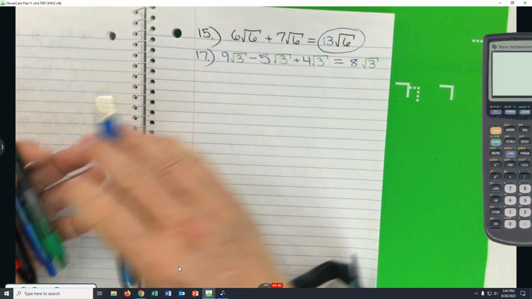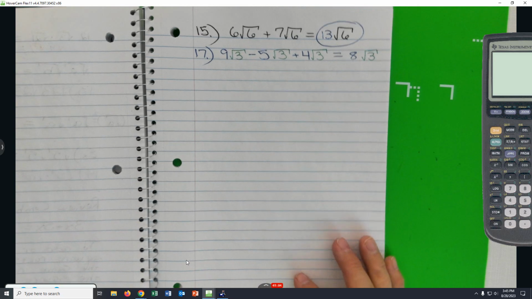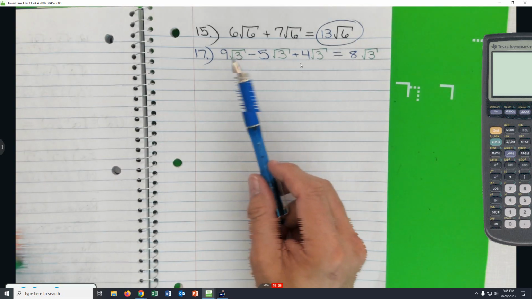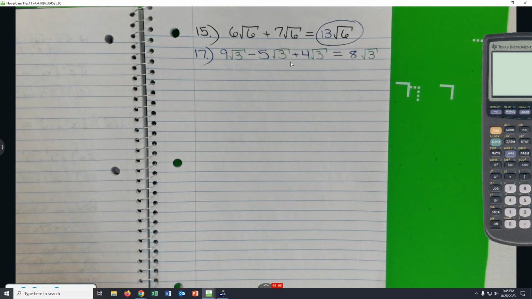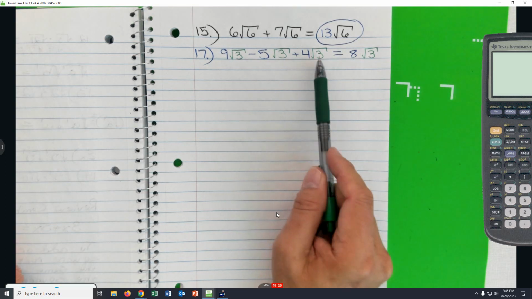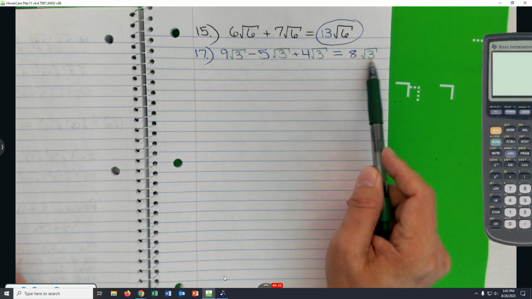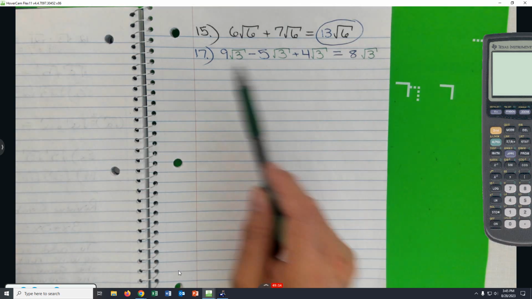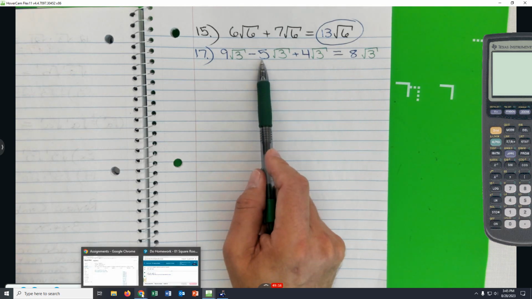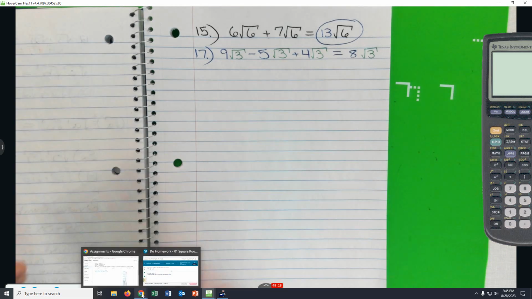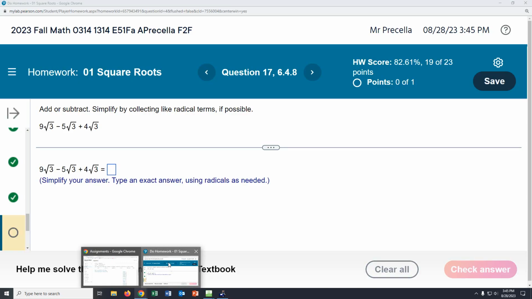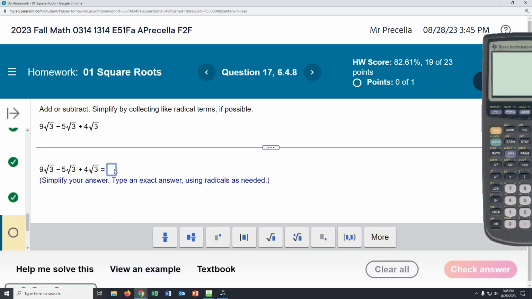I'm not even showing what you were writing down. Here it is. I even went through the effort of using different colors. See, the square root of 3's were like radical terms, so I wrote the square root of 3 down. 9 minus 5 is 4, plus 4 gives me 8. 8 square roots of 3.